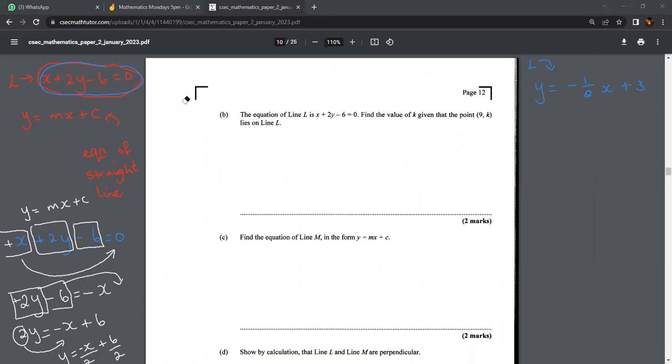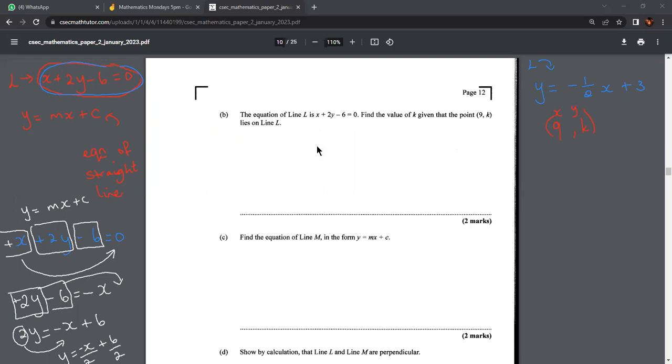All right, so they said the equation of the line L is this. We put it into the form of y is equal to mx plus c. Find the value of k such that the point (9, k) lies on the line L. Now, what does this mean? This means that if I have the point (9, k), it means that x is 9 and y is k.